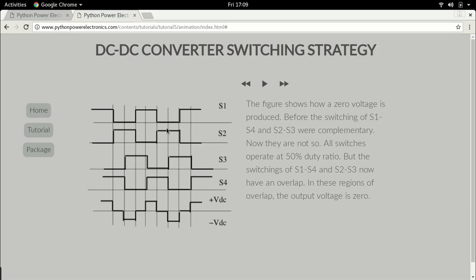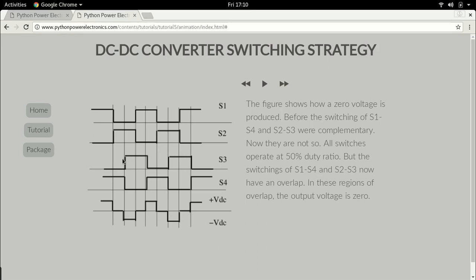And the same in the negative part. Before, S2 and S3 were on at the same time, and when they are on, they produce a negative voltage. For example, in this period, S2 is on, S3 is also on. The result is a negative voltage. And here, S2 is on, but S3 is off. One switch will not do. The result, you have a net AC output voltage of 0. This is how we produce the voltage 0.